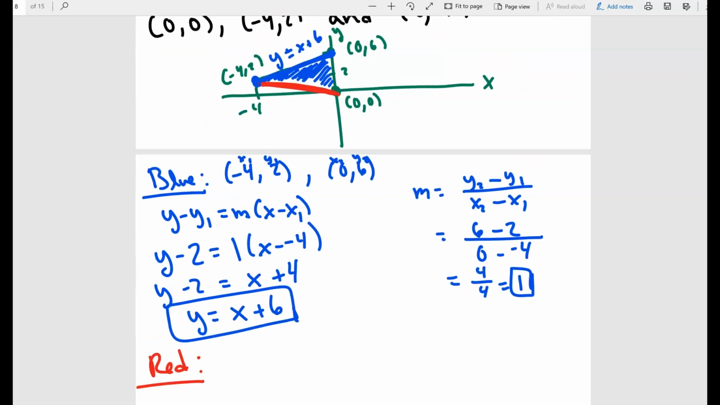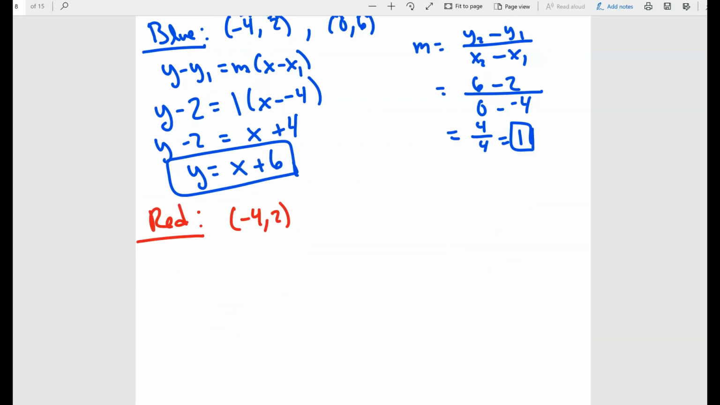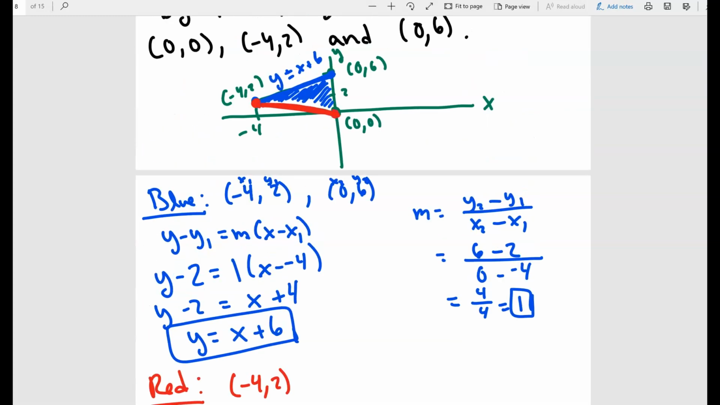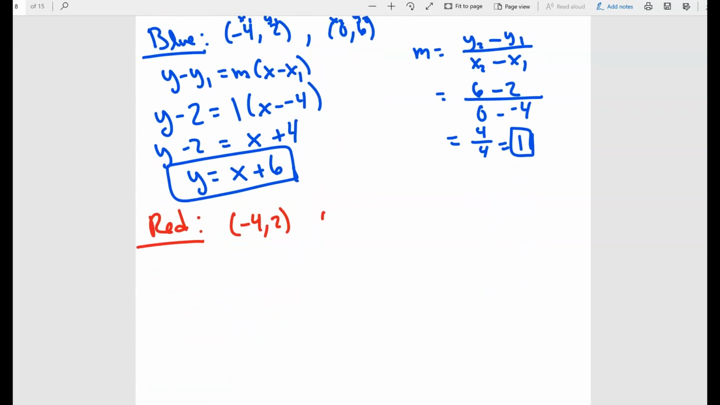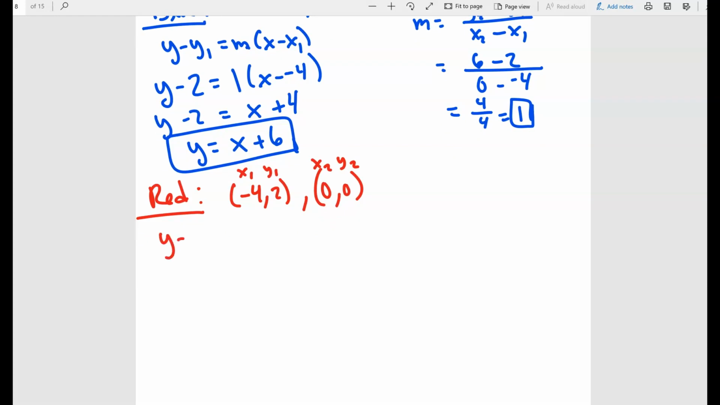Okay, so that is between these 2 points. Negative 4, 2 comes up again. Negative 4 comma 2. And the next one, which is going to be 0, 0. Okay, so I'm going to find the equation of the line between these 2 points. So again, I'm going to do x1, y1, x2, y2. Okay, so I'm going to have y minus y1 equals m times x minus x1.